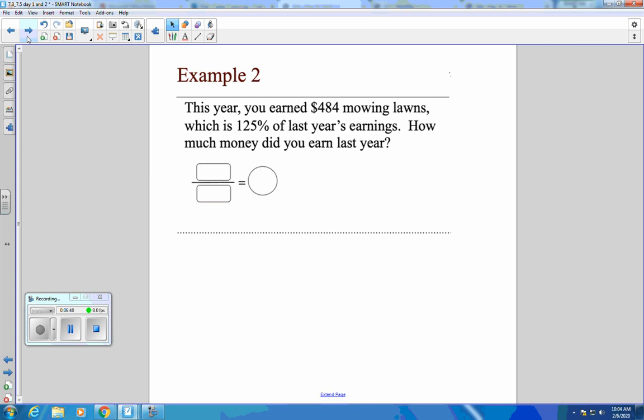Number 2, it says this year you earned $484 mowing lawns, which was 125% of last year's earnings. How much money did you earn last year? Whenever I'm given a percent, I like to plug that in right away. So I know it's going to be 125 over 100, because it's percent over 100. Then it says this year you earned 484. How much did you earn last year? So this year is going to be your part. Last year's is going to be your whole.